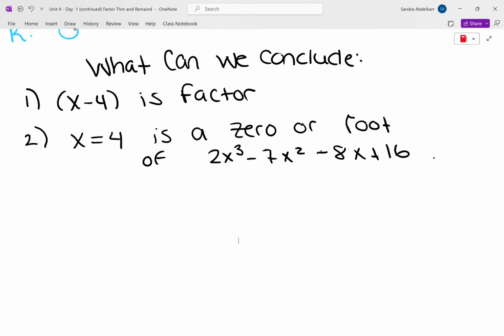Okay, now let's talk about the remainder theorem. So it's a factor because the remainder is 0, right? It's a factor because the remainder is 0. And then it's a root when you take the factor and set it equal to 0 and solve. That means it's a root.